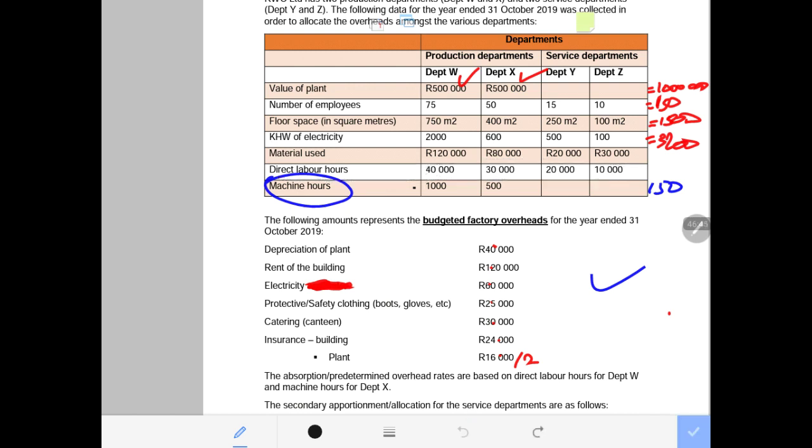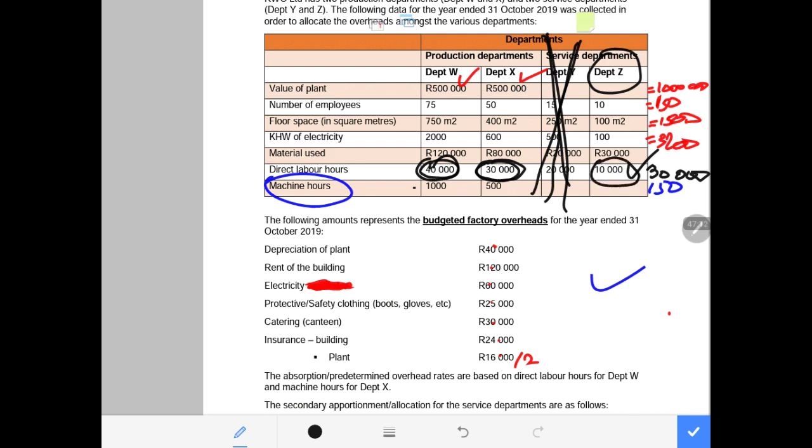But our focus, we are allocating to this department and this department because we are done and dusted with this one. And we can't reallocate back to the department Z, yet we are allocating department Z. So it will be 40,000 and 30,000, meaning the total hours will only be these, because this department has been allocated and is done and dusted. And because we are busy allocating this department, we don't reallocate to itself again. So now we don't take the base that has been allocated in the department that we are allocating to all other departments or to the main production departments.